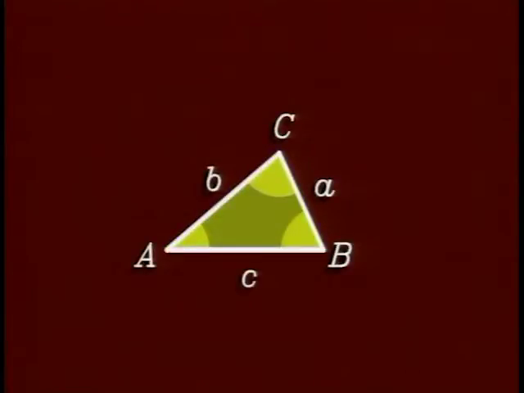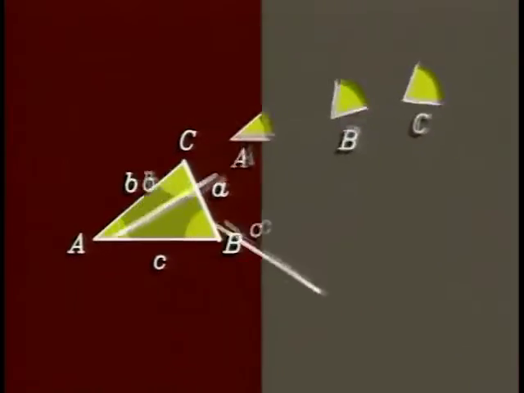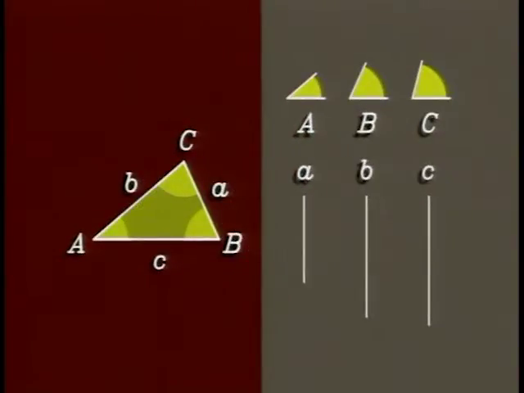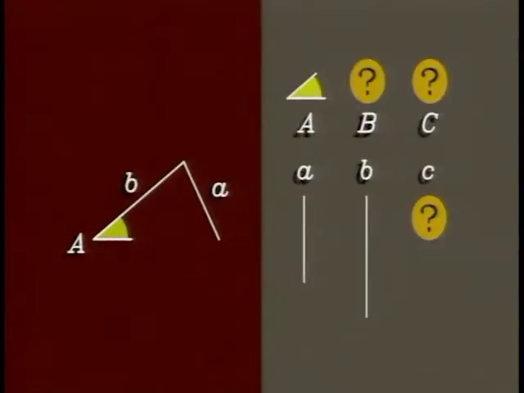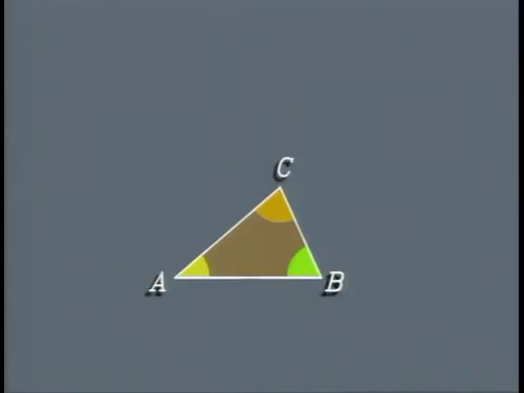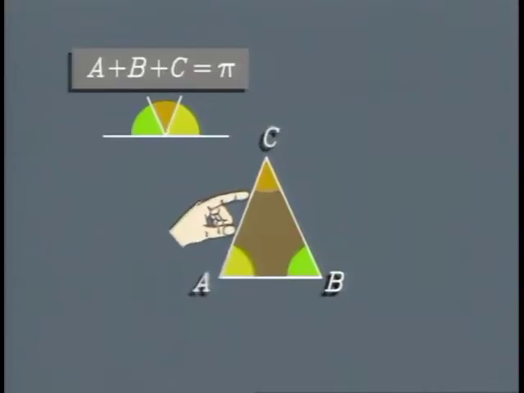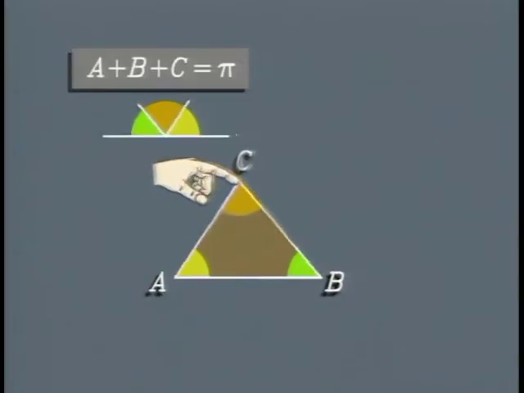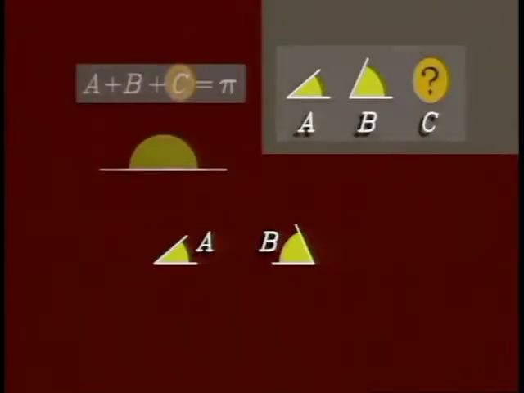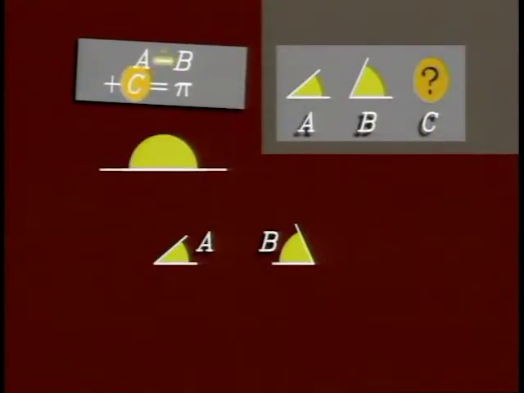Every triangle has 6 parts, 3 angles and 3 sides. Trigonometry tells us how to find all of the parts if only some of them are known. For example, in an earlier program, we learned that the sum of the angles in any triangle is a straight angle, or pi radians, no matter what shape the triangle has. Therefore, if you know 2 angles, you can calculate the third angle.